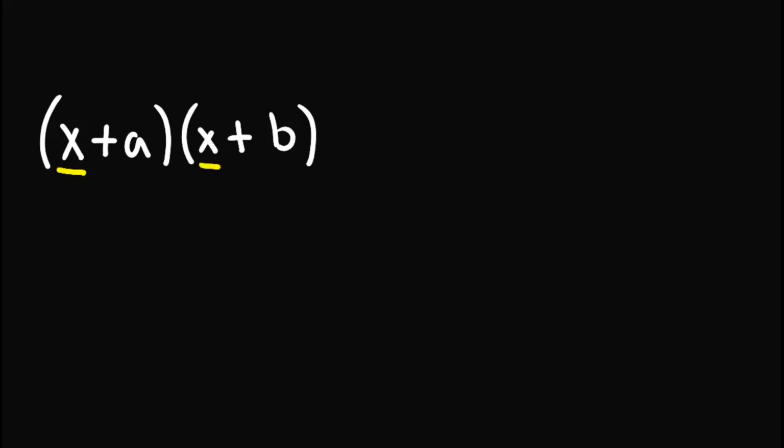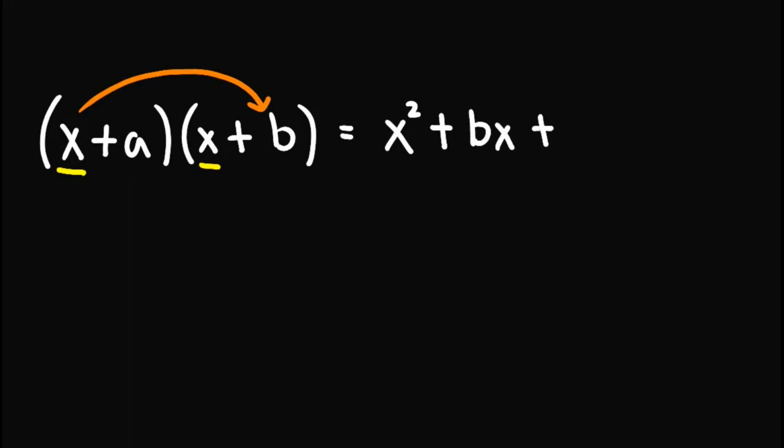so this one is x squared, plus the outer terms, which is this two. This will give us bx plus the inner terms, which is this two. That will give us ax, and the last term, which is these two.